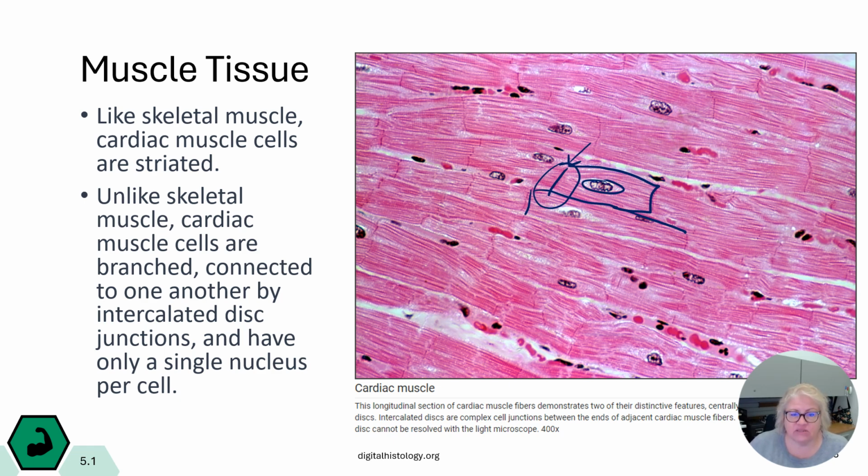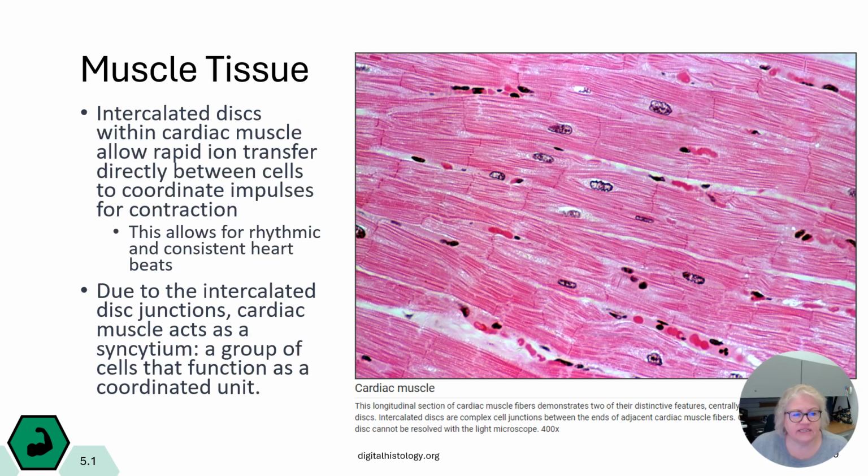So cardiac muscle is really easy to distinguish because of these intercalated discs here. And once you see them, then you'll always be able to see them. Intercalated discs within cardiac muscle allow rapid ion transport directly between cells to coordinate impulses for contraction. This allows for rhythmic and consistent heartbeats.